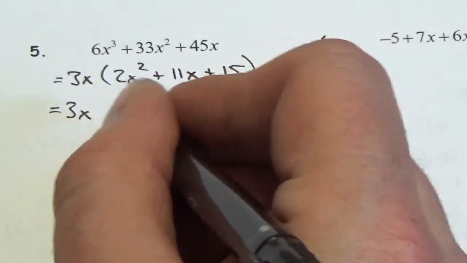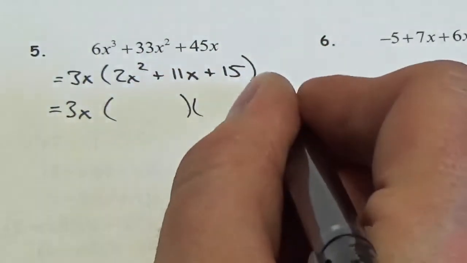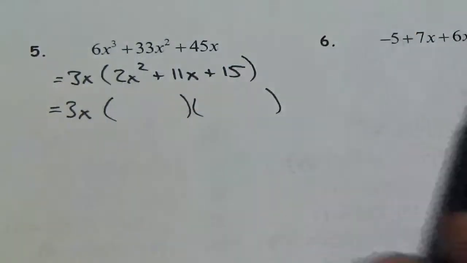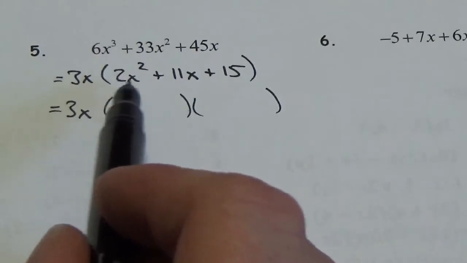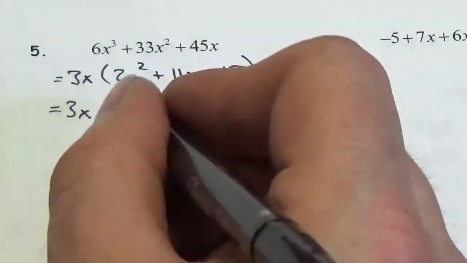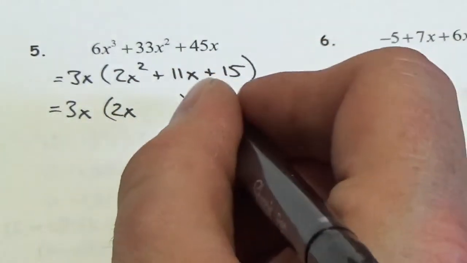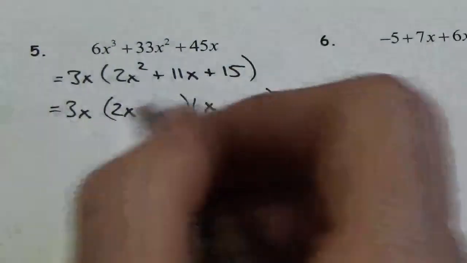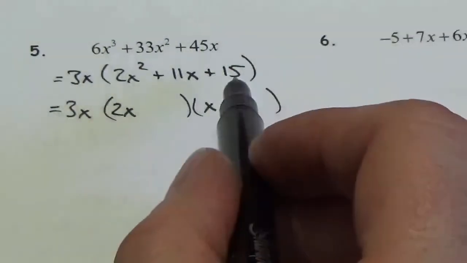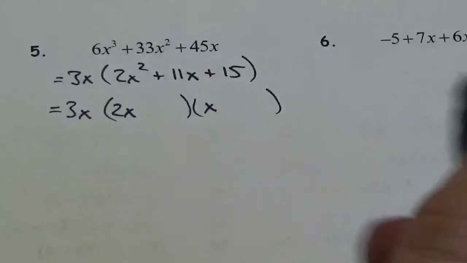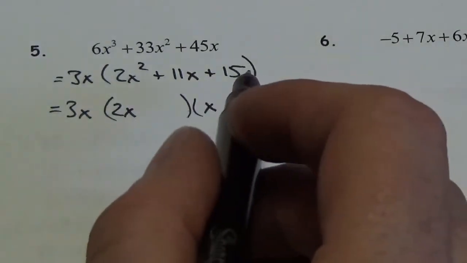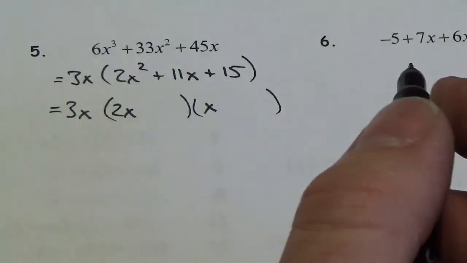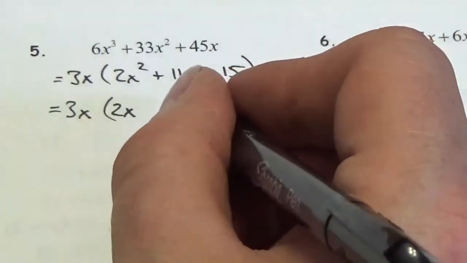I've still got that factor of 3x there, but I'm going to break this apart into two binomials. And now this one's a little different because I've got a coefficient here that's not 1. But it's still not that bad because 2x squared can only be broken up into 2 and 1. So 2x and 1x here. Now 15 commonly gets broken up into 3 and 5, or 5 and 3. I mean, it could be 15 and 1, but let's just start with 5 and 3.